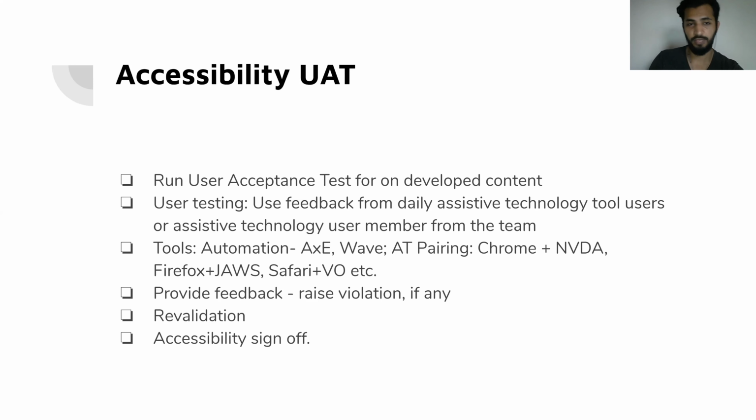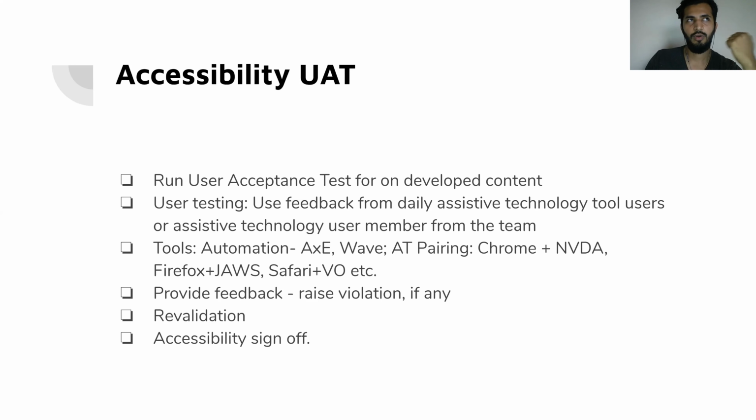What kind of tools should we be using? Again, pretty much the same tools that we use for our sanity checks. For example, for automation, we can use Axe, we can use Andi, we can use WAVE. For assistive technology pairing, we can use Chrome with NVDA, Firefox with JAWS, and Safari with VoiceOver. At this point, after evaluating the content, if we see that the developed product does not meet the accessibility acceptance criteria requirements, then we should raise violations, if there are any, of course.